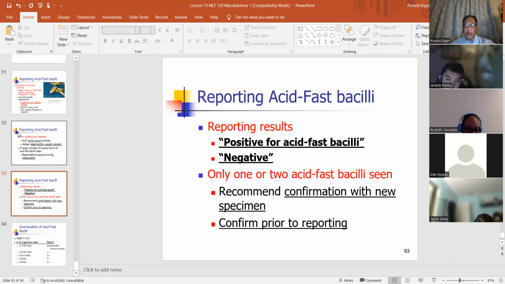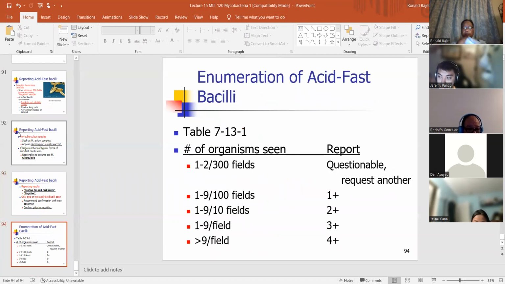If you see only 1 or 2 rods on the whole smear, then it's recommended that you do confirmation with a new specimen. If you see only 1 or 2 organisms on the whole smear, that can't be called a positive. You need to request a new specimen and confirm prior to reporting.